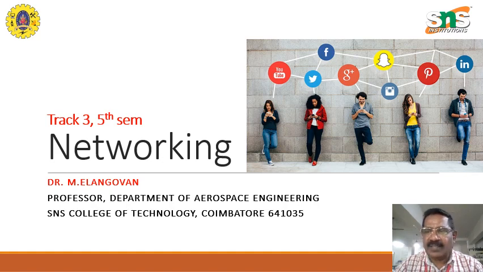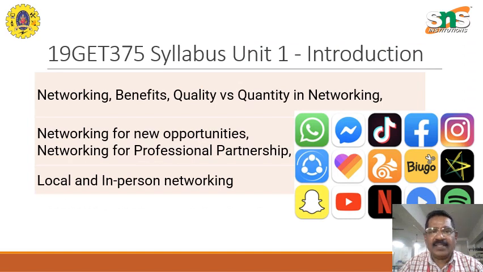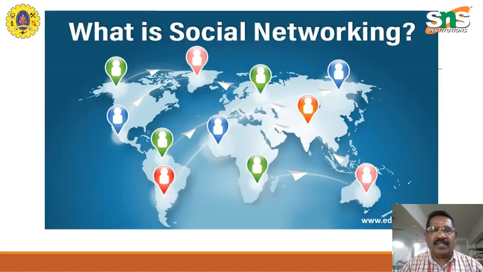So let's get started. This unit is 19, course code is 19 GET 375, and the first unit syllabus is what is given here: what are the networking benefits, what is quality versus quantity in networking, then networking for new opportunities, and how do you network for professional partnerships, etc. What are the disadvantages of networking, local and in-person networking. So let's get started. Now, what is social networking?